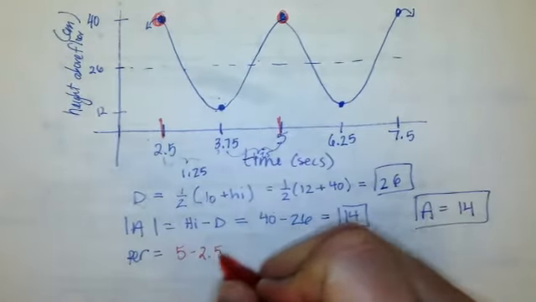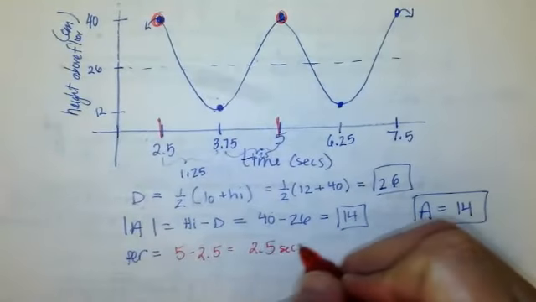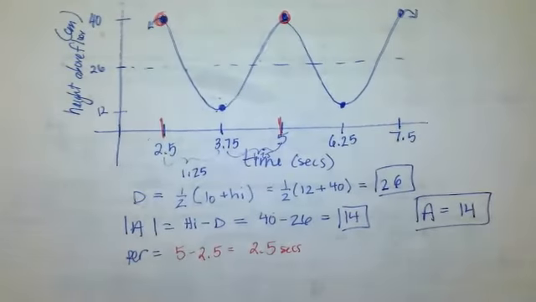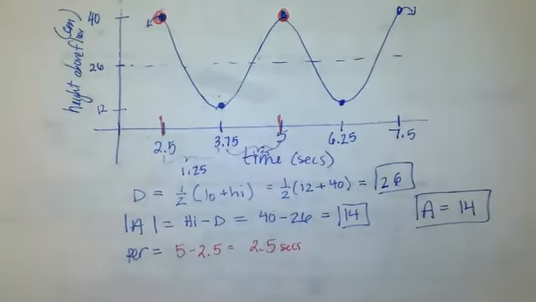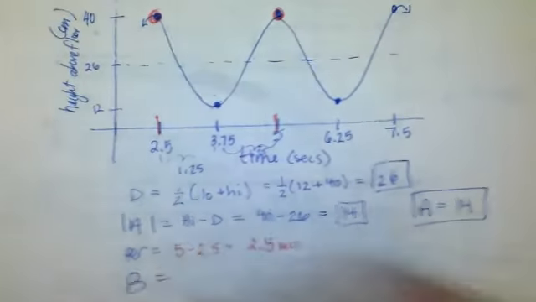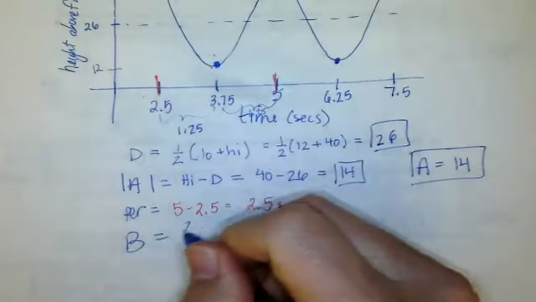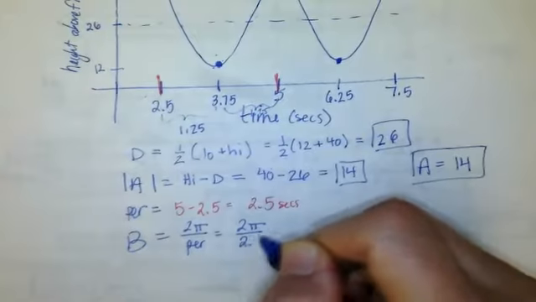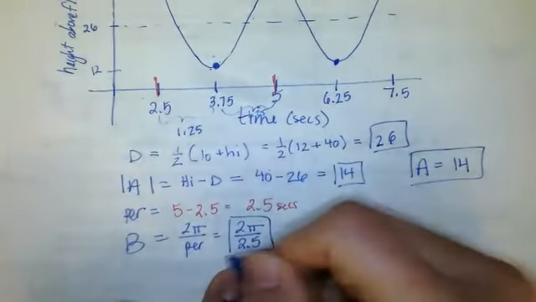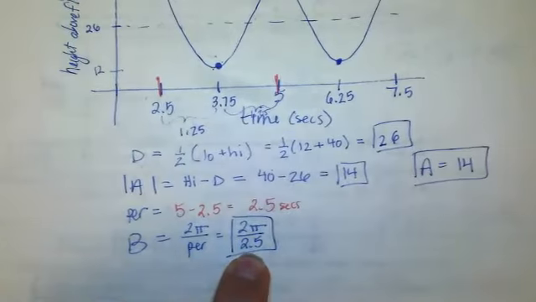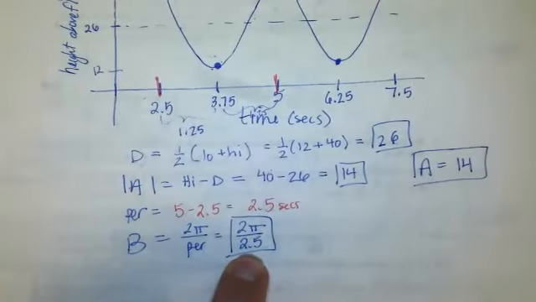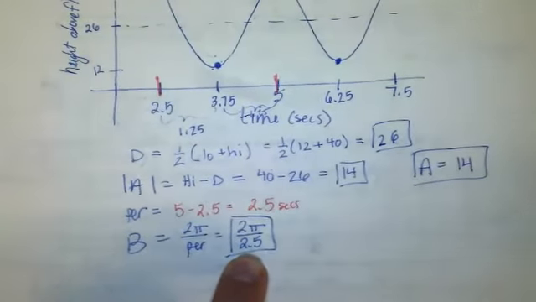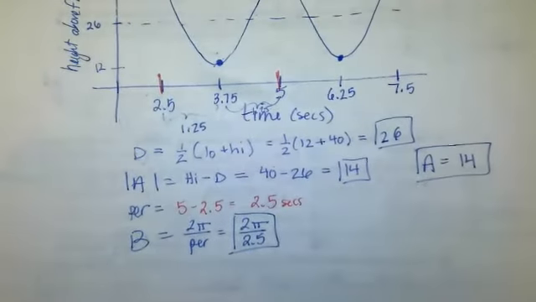5 minus 2.5, which would be 2.5 seconds. And again, that's 1.25 and 1.25. It's two of those. However, you need to think about that. Now, the question you were answering was, how do you find B? 2 pi over the period, which would be 2 pi divided by 2.5. Normally, I'd say don't ever leave a decimal inside of a fraction, but I'm going to break my rule because the point is to write the equation, and that's what we want to do.